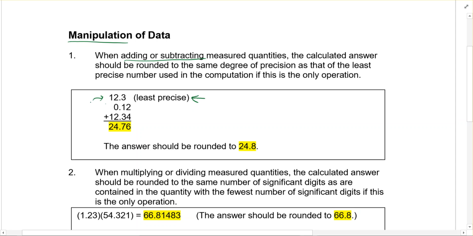So in this case, that's 12.3, right? That was the least precise number that I had. And then my answer, like if you add these all together, I get 12.76. And then what I would have to do is just round my answer to 24.8 because I can only be as accurate as my least precise value. So that's adding and subtracting.